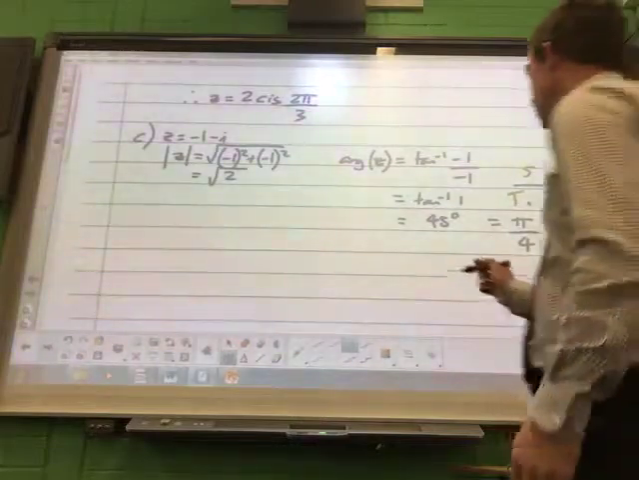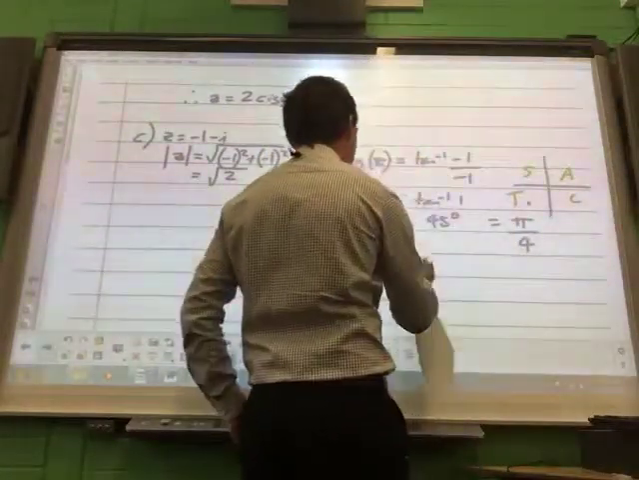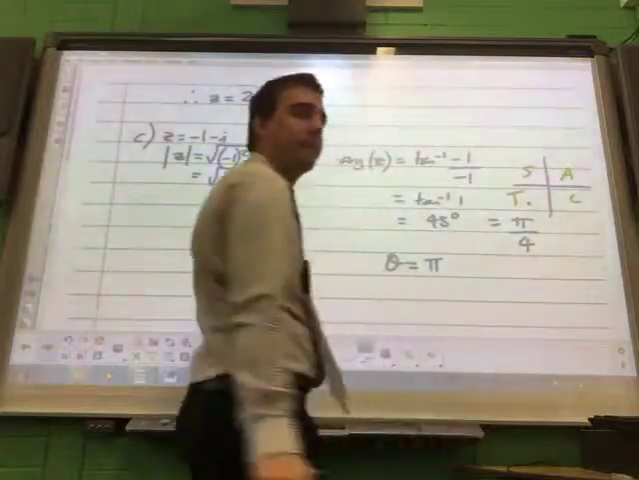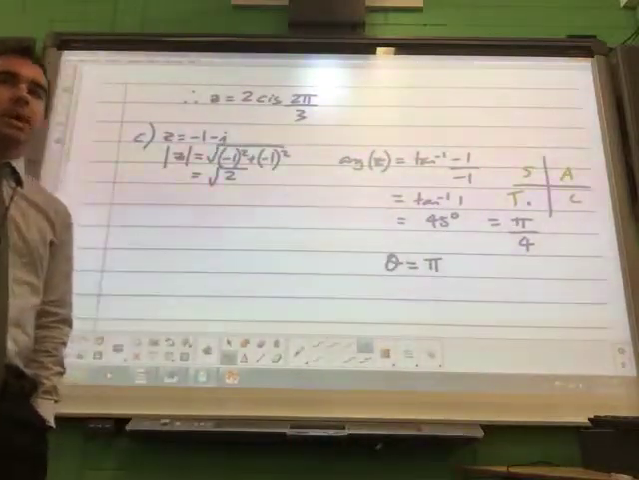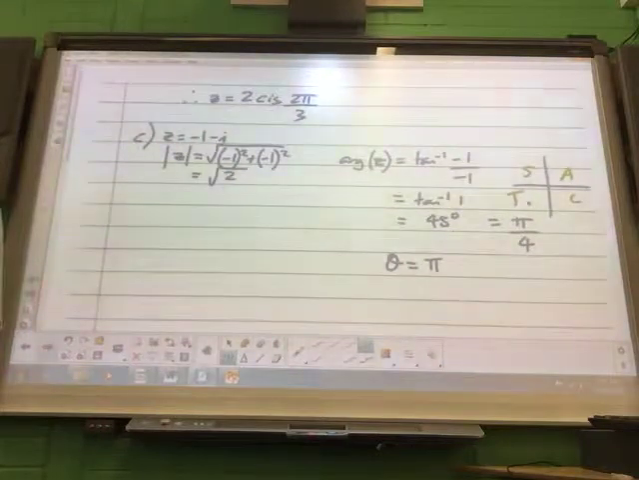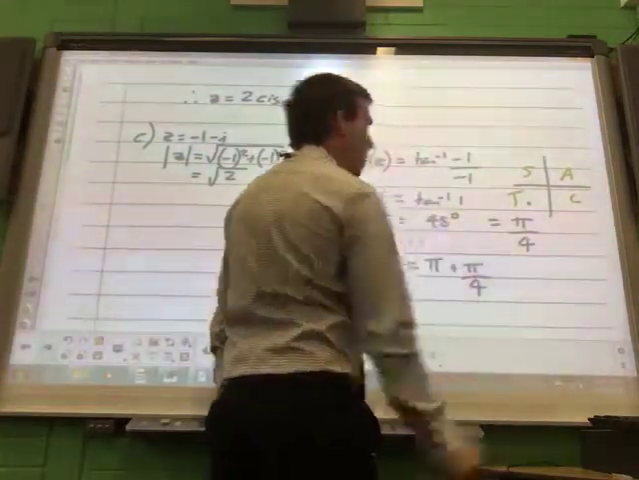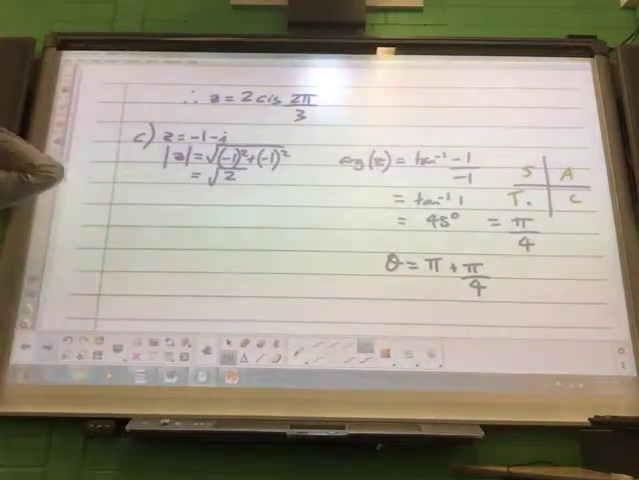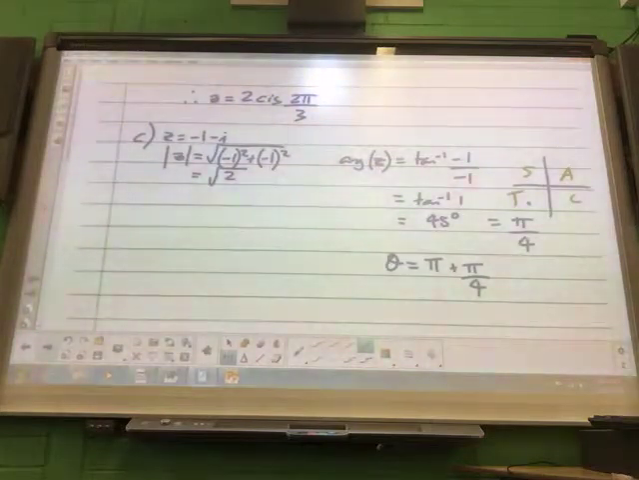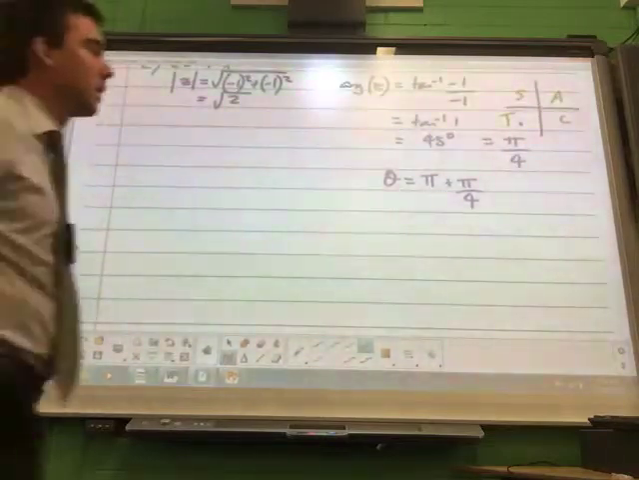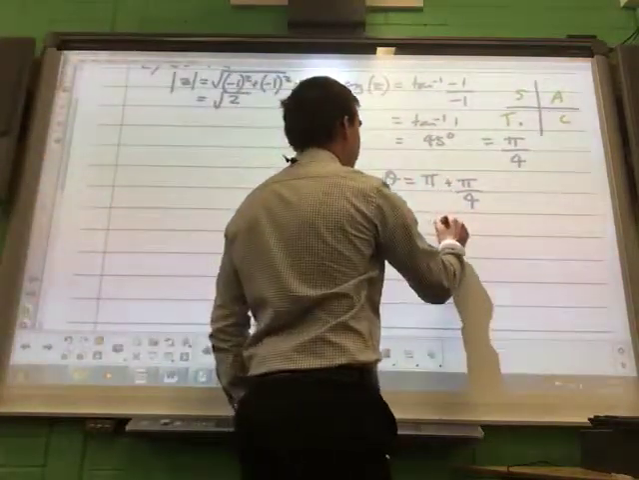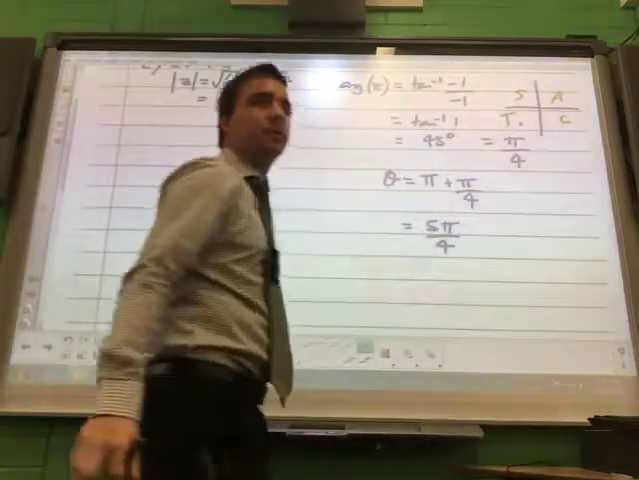So theta is going to be 180, which is pi. If you're getting confused about converting pi's from radians to degrees, you can just work in degrees for now until we get a better understanding of radian measure. I probably should have done a lesson on that first. Anyway, so pi plus pi on 4, which is 4 pi on 4 plus pi on 4, so 5 pi on 4.